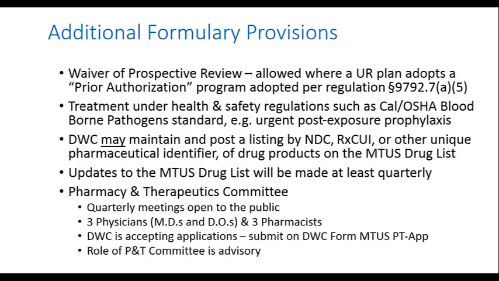There are several other regulatory provisions that we would like to discuss briefly. One of the regulations is entitled Waiver of Prospective Review. This section provides that prospective review may be waived where a utilization review plan adopts a prior authorization program pursuant to the utilization review regulations in section 9792.7 subdivision (a)(5).